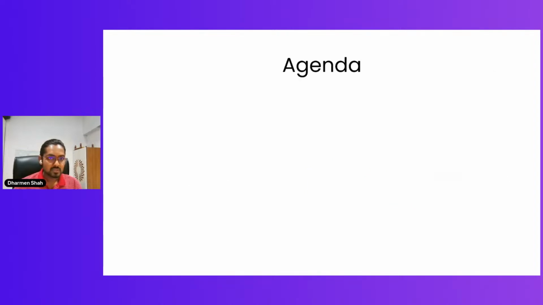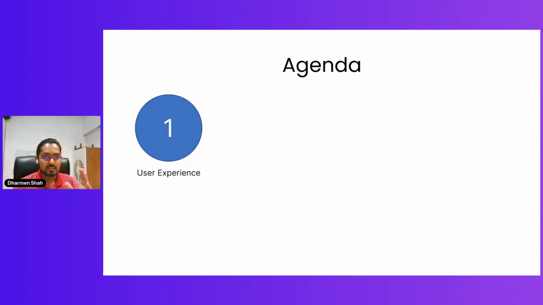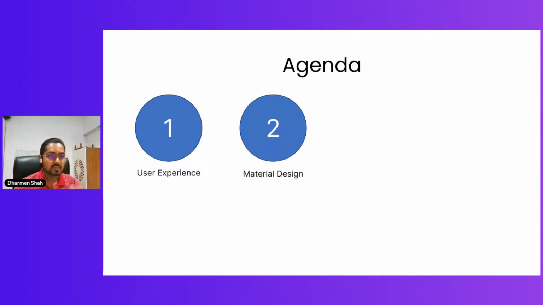Now, today's agenda. I'm going to divide it into two phases and I'll try to complete within the given timeline, so I'll try to keep up my speed. First, we'll take a step backward and try to understand what user experience is. Then we'll briefly take a look at what Material Design is. Then we'll see what Angular Material is, the library we are going to use today.